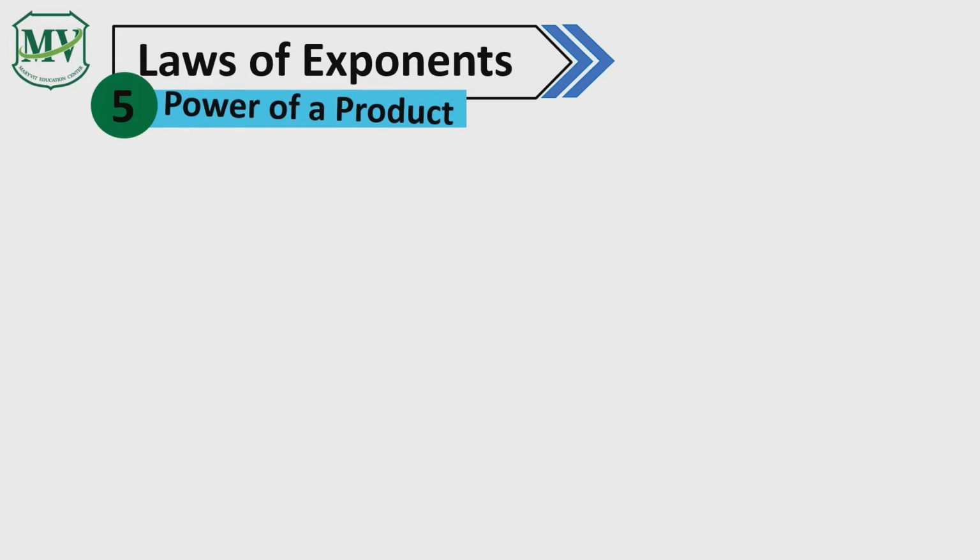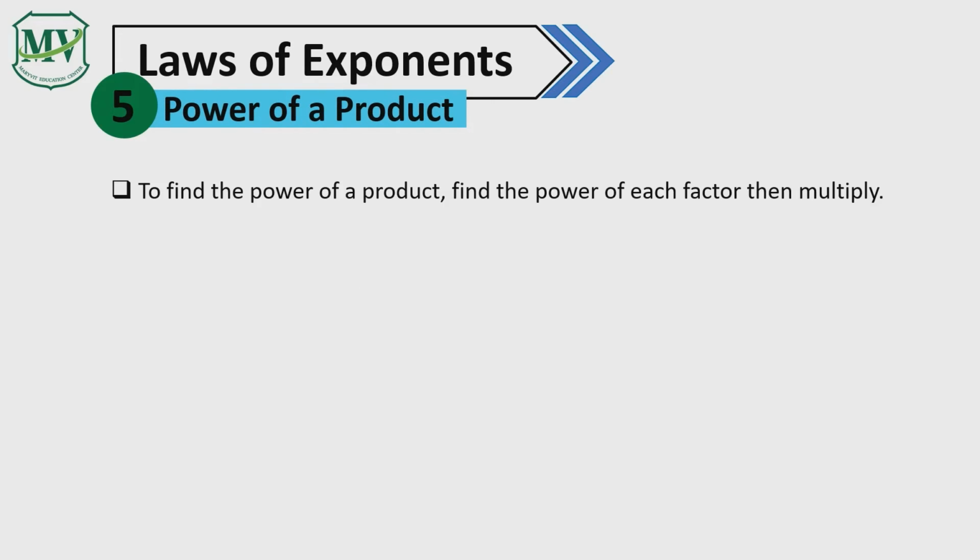Power of a product. To find the power of a product, find the power of each factor, then multiply. We can show it as (a × b) raised to the power of m. We distribute the exponents, and we will have a raised to the power of m multiplied by b raised to the power of m. Let's have an example.